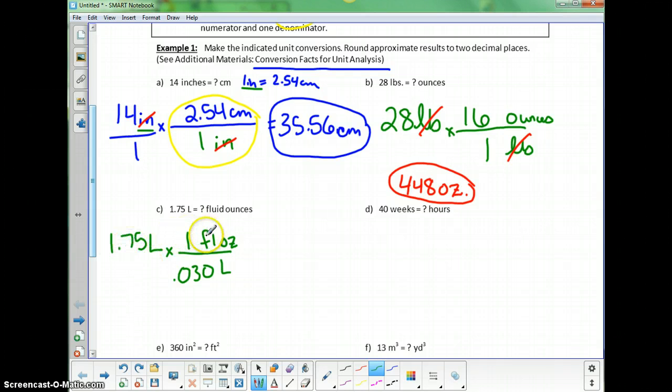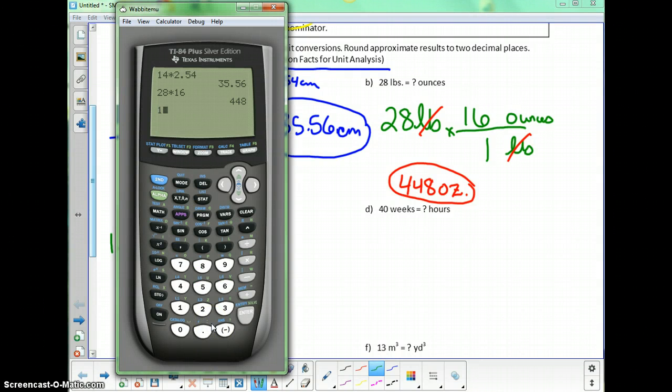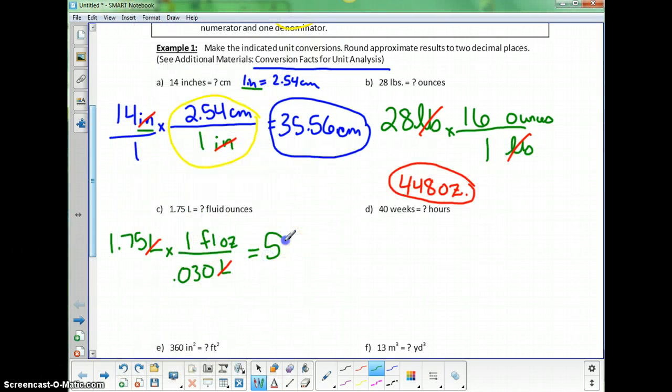Alright, and so we're going to multiply these again. This is 1.75 times 1. Liters cancel. And it gives me 1.75 times 1 is 1, divided by, because that was in the denominator, this number right here. Notice in the other ones I had been dividing by 1, so I would just multiply and divide by 1. Here I'm multiplying by 1 and dividing by this number. So we're going to take 1.75 divided by 0.030, which is 58.3 repeating. So 58.33 fluid ounces. My direction said round to 2 decimal places.